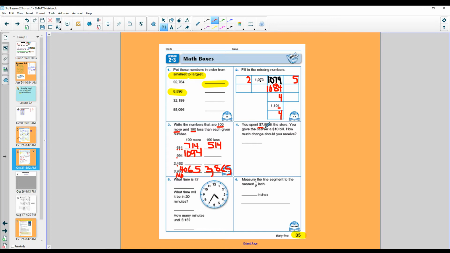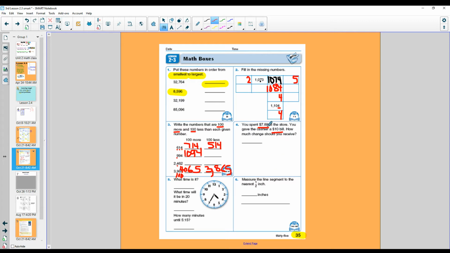You spent $7.88 at the store. You gave the cashier $10. How much change should you receive? Now, you have two options. You can do $10, take away $7.88, but then you're going to have to do a lot of borrowing. I like to count up.